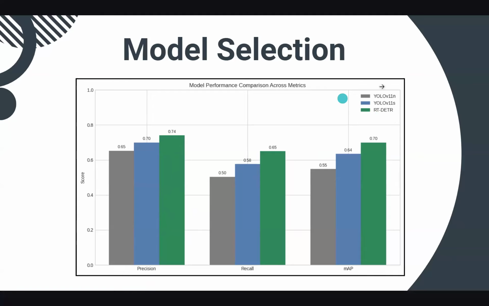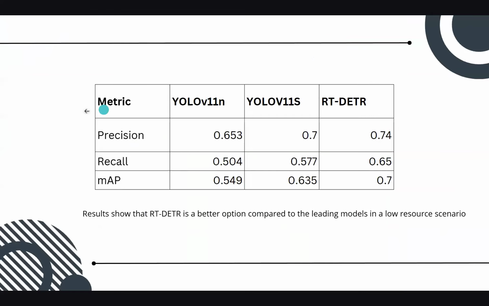You can see YOLO 11 Nano, which is the smallest model of them all, has very low recall and average precision. But RT-DETR was very good. For exact values, you can check here. RT-DETR has outperformed these two models for our particular use case using the COCO dataset.